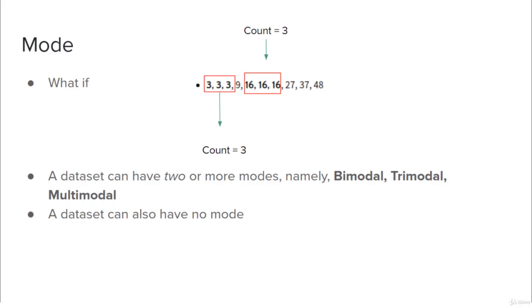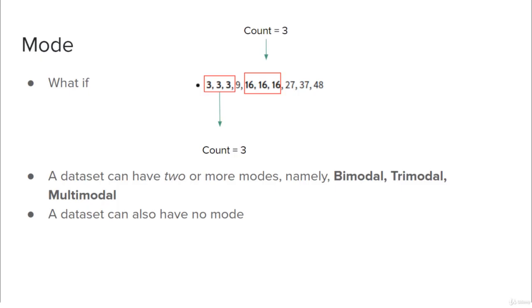Let's say that we have two values that have the exact same count. 3 and 16, they're both repeated 3 times. So what then? How do we decide which one would be the mode? The thing is that a dataset can have 2 or more modes. We can call it bimodal, trimodal, or multimodal. And a dataset can also have no mode.